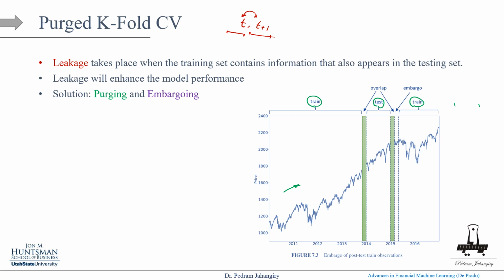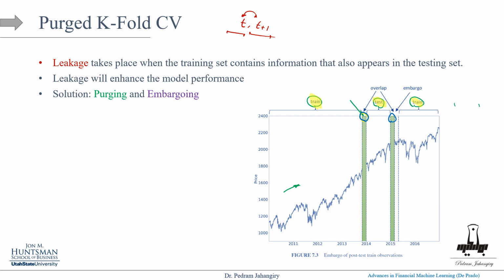So purging, if you pay attention to these green shaded areas, happens basically to reduce data leakage. We are going to remove, or purge, observations from the train set that overlap with the test set. Remember, this is our train, this is test, this is train again, right? So the idea is to remove these observations that overlap between train and test. So we're going to have an extra cushion here, an extra cushion here, right? So this is the idea of purging.